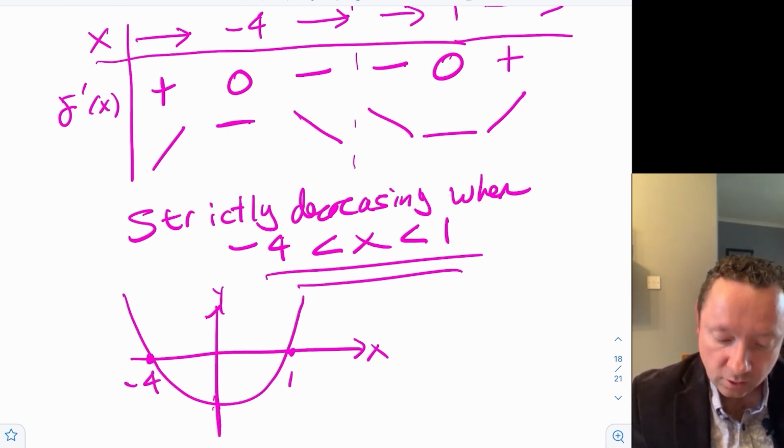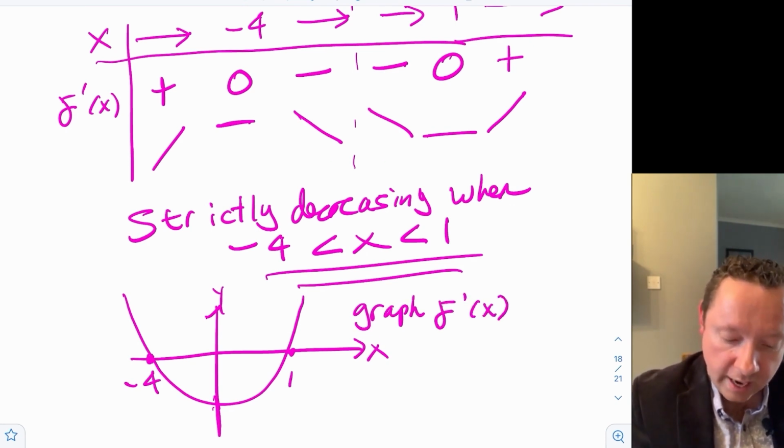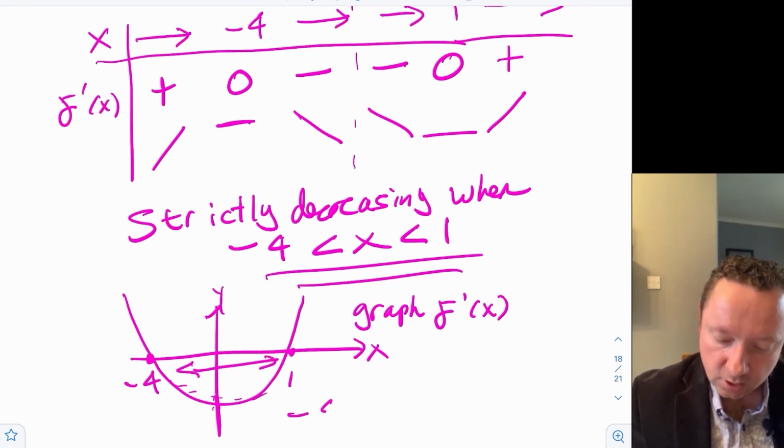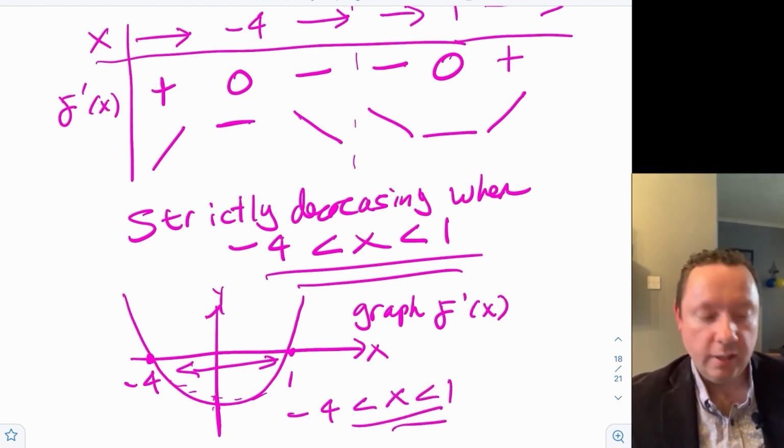So same idea, that's the graph of the derivative, the graph of f dash x, and that's negative below the x-axis, which is down here. So it's between minus 4 and 1. So again, you would get the same answer: minus 4 is less than x is less than 1. Either of those options will probably give you your marks.